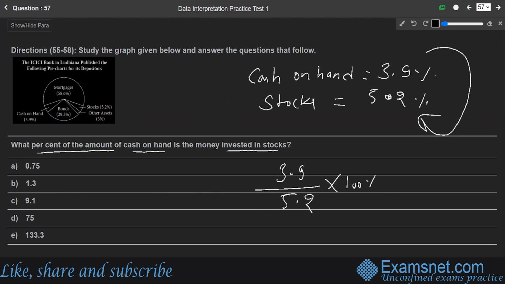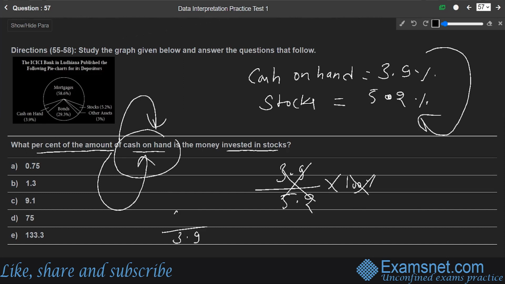Rather, he has said what percent of the amount of cash on hand. After "of", he has said cash on hand. So we have to put the cash on hand in the denominator. We have done it a different way. Whatever appears after "of" becomes the denominator. After "of" appearing is cash on hand, so cash on hand should become the denominator. So we should drop 3.9 in the denominator, and 5.2 should become the numerator into 100%. This is how we are supposed to solve this question.